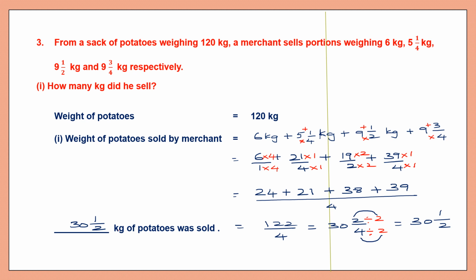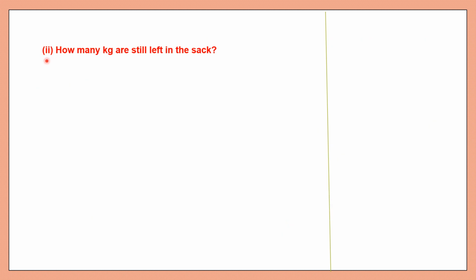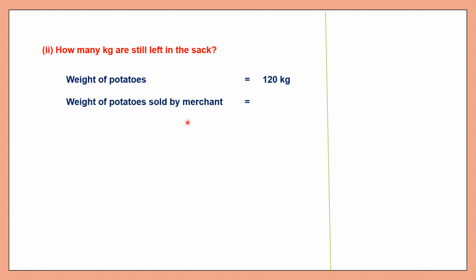How many kilograms did he sell? The second part of the question, how many kilograms are still left in the sack? For that, we should write statements like this. Weight of potatoes is 120 kilograms. This was already there in the beginning, isn't it? 120 kilograms of potatoes. In that, weight of potatoes sold by the merchant, we just found out how much he sold. He sold 30 1 by 2 kilograms.